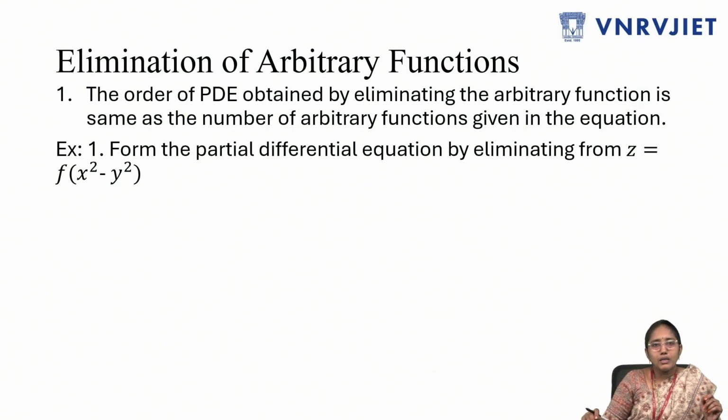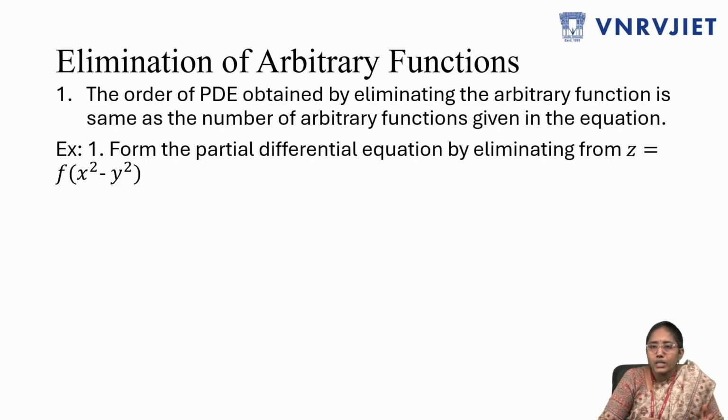Now we will learn the next method, elimination of arbitrary functions. How is the partial differential equation obtained by eliminating arbitrary functions? What is the order of the differential equation which we obtain? The order of the partial differential equation obtained by eliminating arbitrary functions is the same as the number of arbitrary functions given in the equation. Now I will explain with an example.